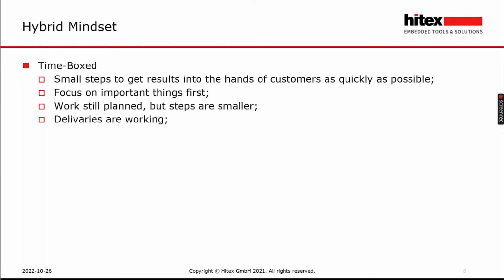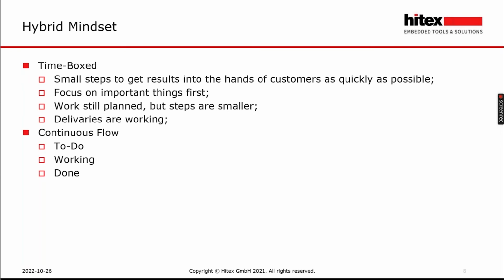In the classical part of the hybrid mindset, your work will still be planned, but your steps will be smaller within one time box. And of course, at the end of each time box, your deliveries will be working. So after the end of each time box, you will deliver your product. It will probably be tested, depending on the project. In any case, it will be checked by your customer, and sometimes there will be some findings which will be sent as feedback to you as quickly as possible. So it's a really very good working principle.